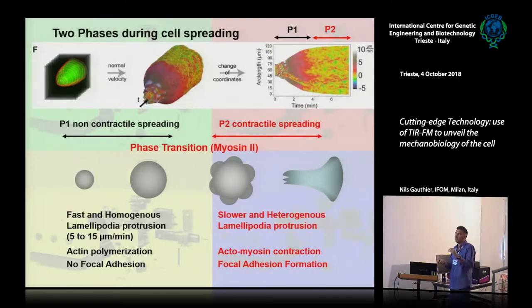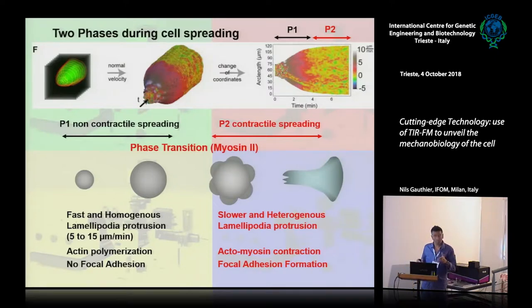This is extensively due to what we call lamellipodia protrusion, this protrusive zone at the edge of the cell. This is driven by actin polymerization, and you have no strong adhesion, you have very small adhesions at this stage. Then there's this transition, and then you have this process of slower and heterogeneous lamellar protrusion, actomyosin contractility, and focal adhesion formation.